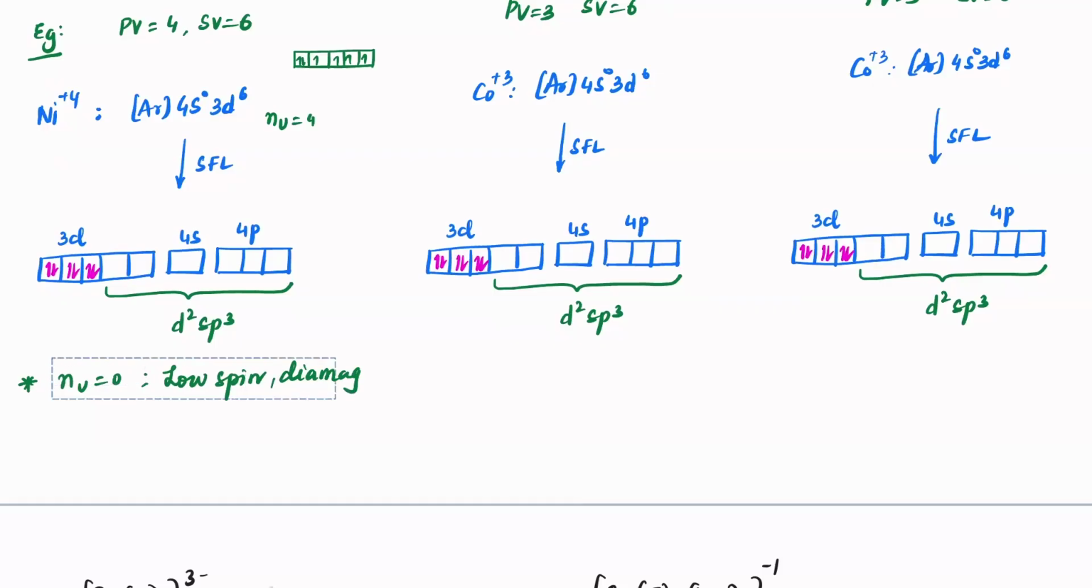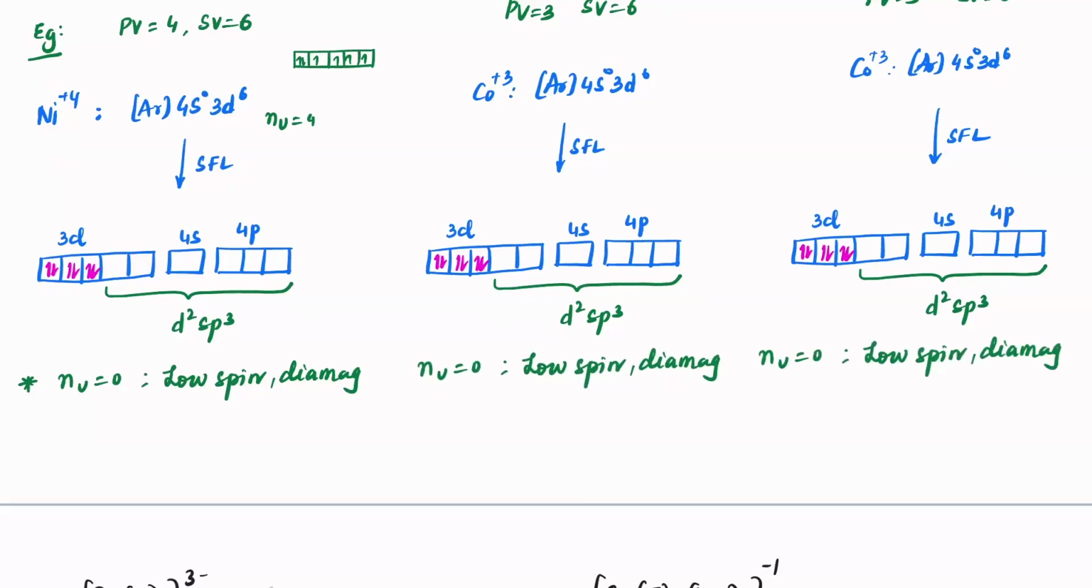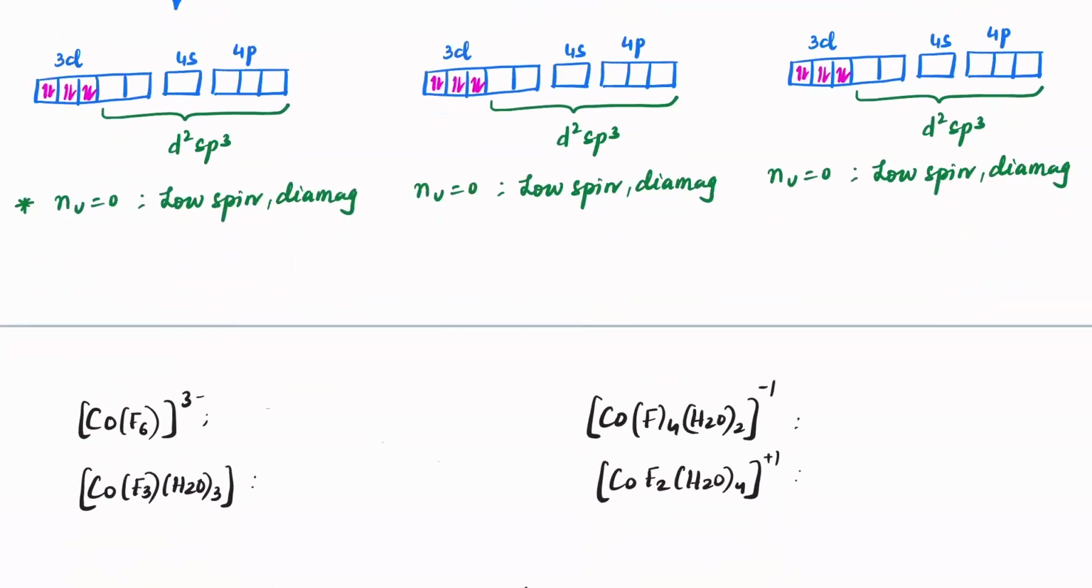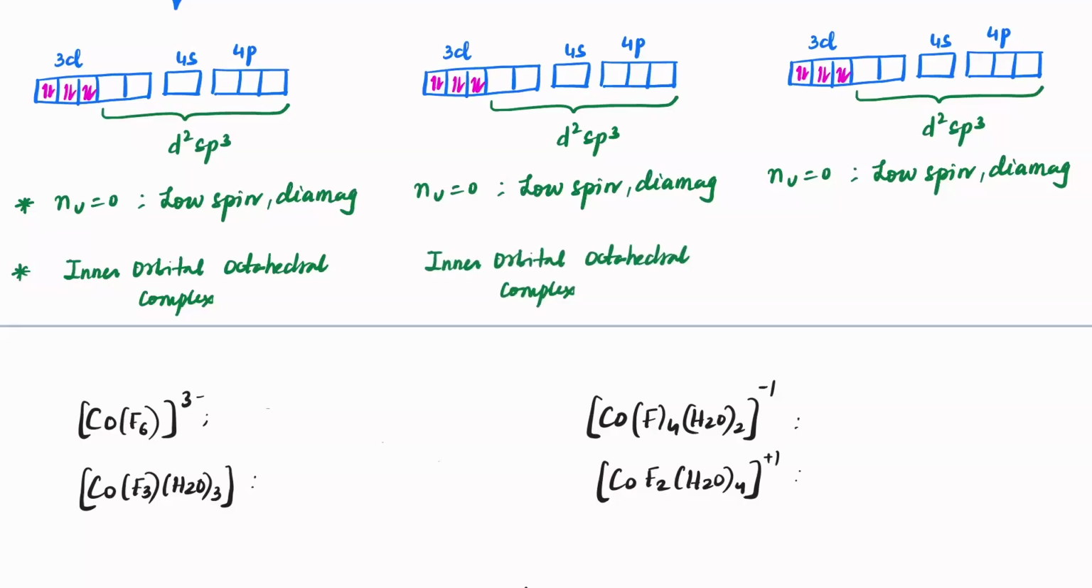The same thing will be applicable even for this cobalt and even for this cobalt as well. And all of them are forming inner orbital octahedral complexes. That's the same thing valid for the other two cases also.